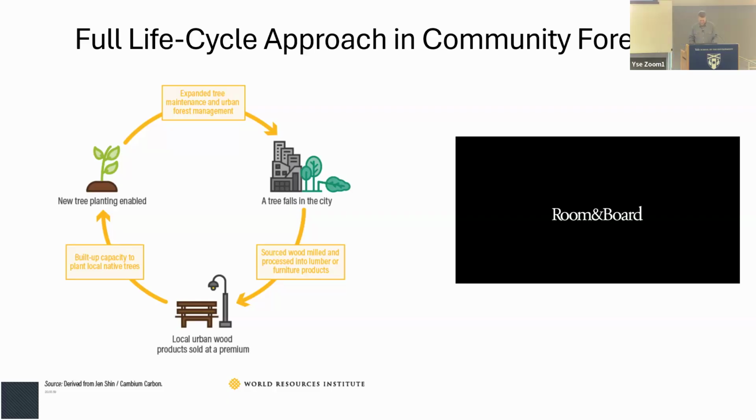So what I'd now like to take you to is an example. This is from an example where we were working with a furniture home decor company called Room and Board.